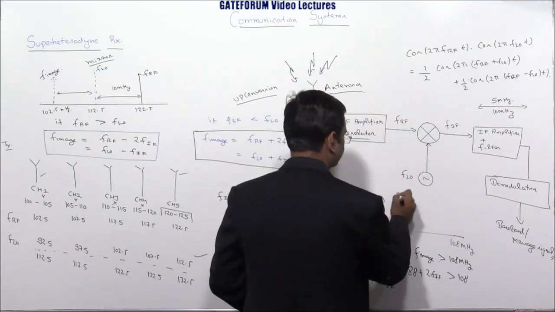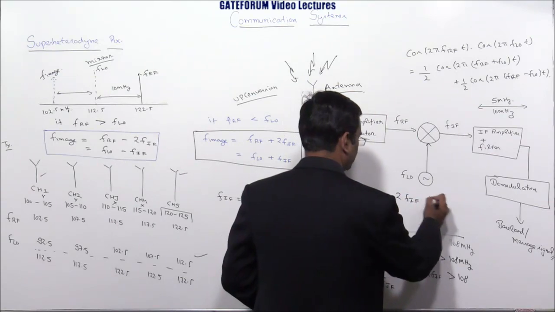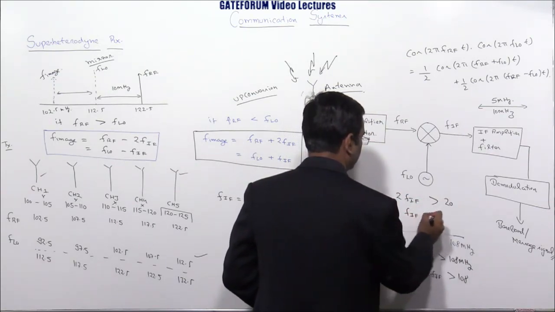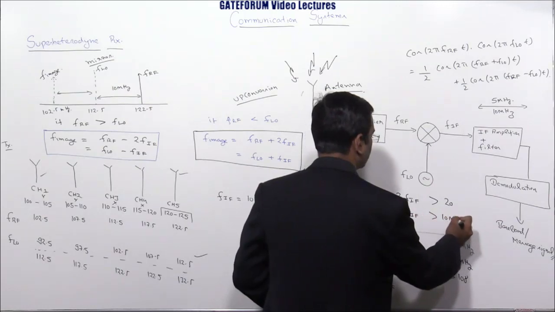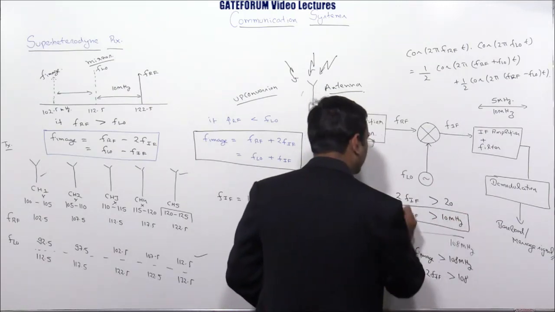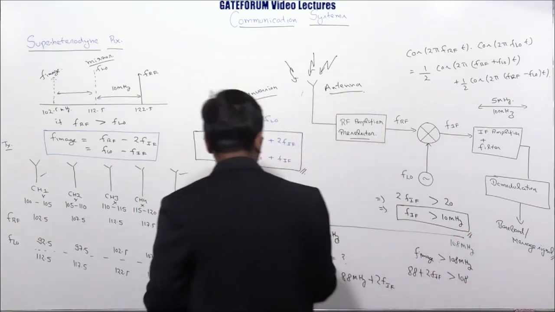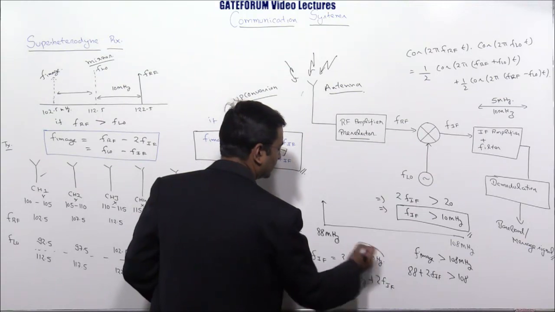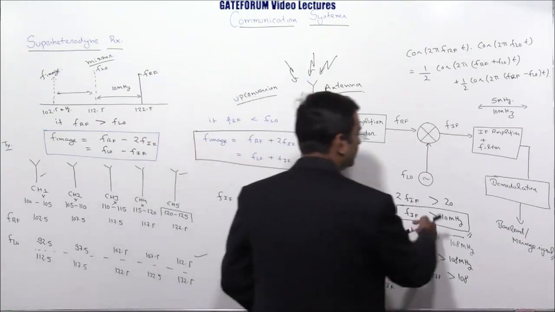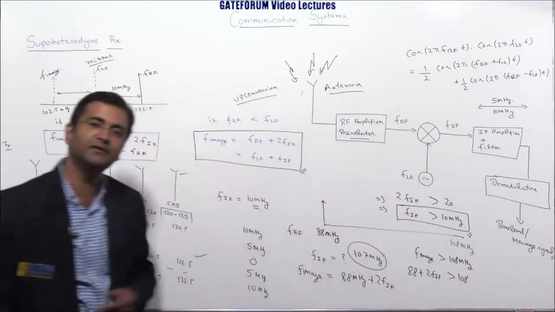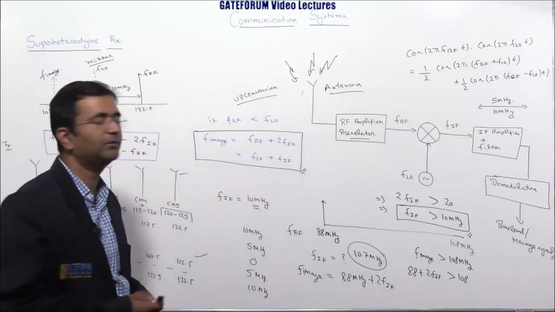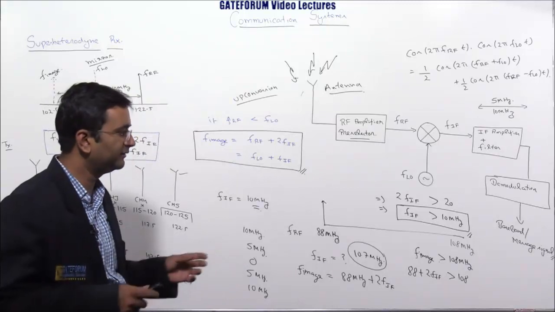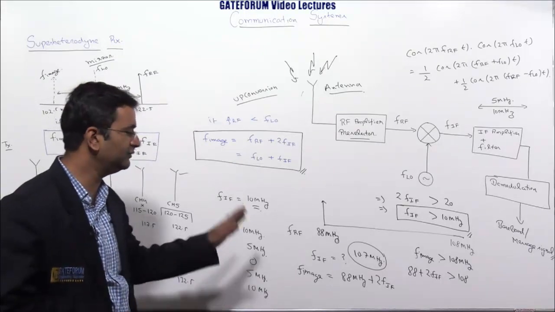This implies 2FIF must be greater than 20. This implies FIF should be greater than 10 megahertz. Now you should understand and appreciate why we have chosen FIF of 10.7 megahertz in the case of an FM signal. Of course, some guard band is required. FIF should be greater than 10 megahertz, and we have chosen 10.7 megahertz. So all the problems of guard bands, some spectral leakage, everything will be solved if I choose this FIF.